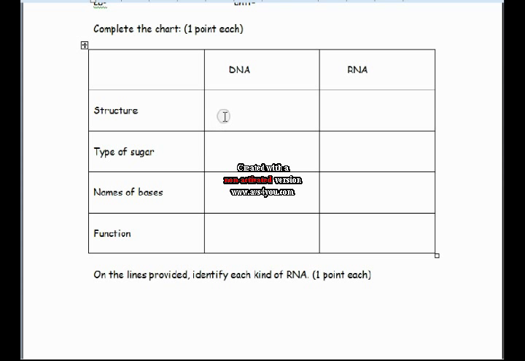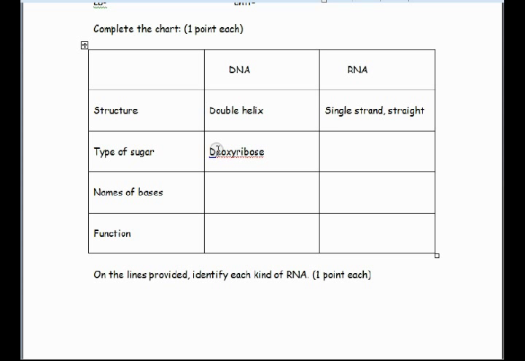If we do the structure of DNA, that's a double helix. If we do the structure of RNA, two answers here. It's a single strand, and it is also straight. The type of sugar in DNA, deoxyribonucleic acid, is deoxyribose. And then the sugar for RNA, the sugar for ribonucleic acid, is ribose.